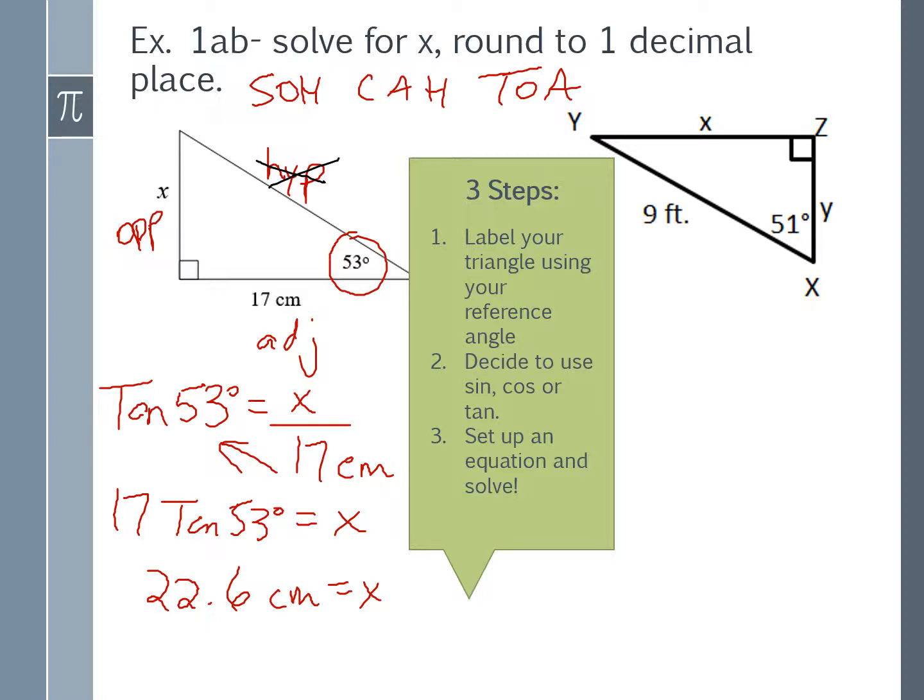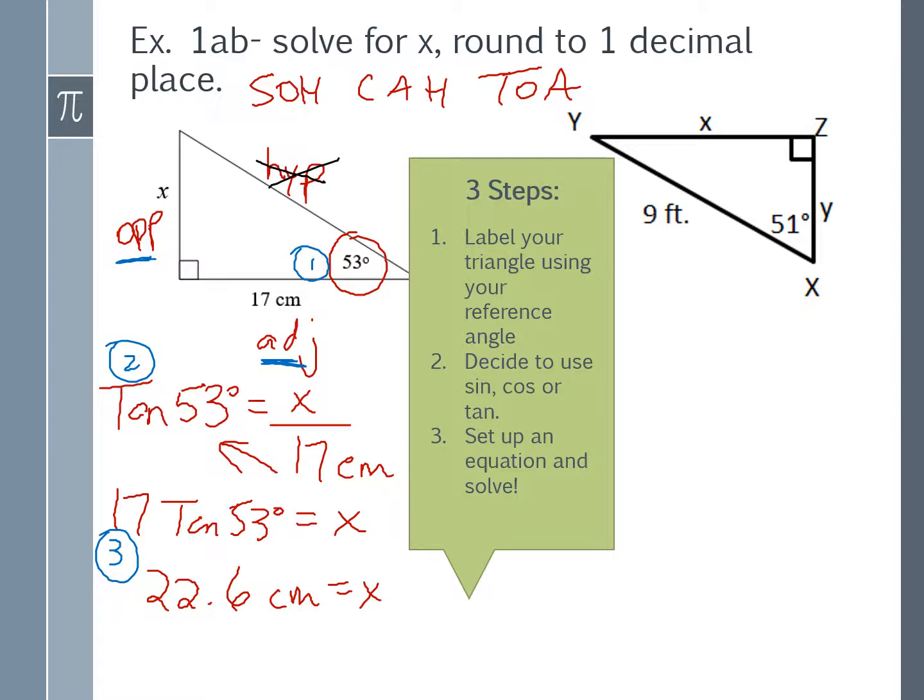So just to recap, step 1, circle your reference angle. There's step 1. Step 2, decide to use sine, cos, or tan. There's step 2. We decided to use tan because we were given opposite and adjacent. The hypotenuse did nothing for us. And then step 3, set up an equation and solve. Here is our step 3.